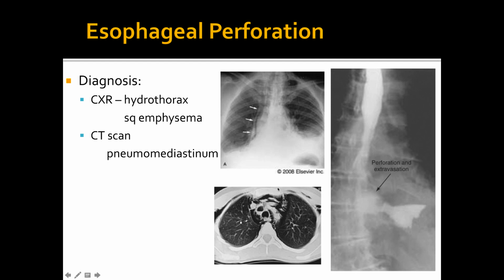pneumomediastinum, subcutaneous emphysema on imaging studies, and if you do a Gastrografin swallow, you can see the area of perforation and extravasation of your contrast. So if it's lower esophagus, you'll see it on the left side. If it's mid-esophagus, it's going to be on the right side. It could be intrathoracic versus intra-abdominal, depending on the site.